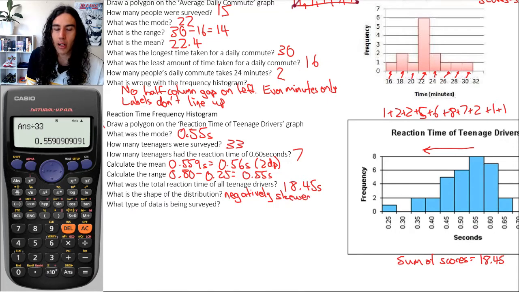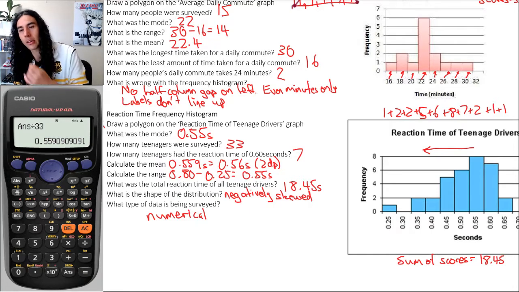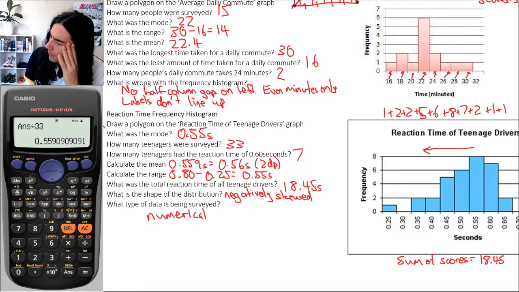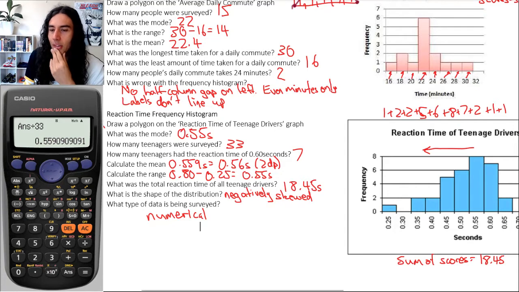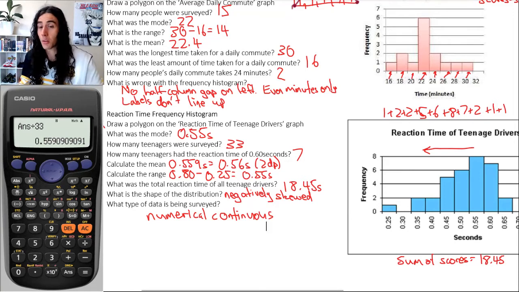And the type of data. Is it categories? Is it numbers? Well, it's definitely numbers. These reaction times are numbers, so it's numerical. And then is it discrete or is it continuous? So reaction time. Is it possible to have, say, 0.51 seconds? 0.232? Yeah, it is. Time can be split up. So this is continuous. Time can be split up into more precise intervals. They're just limited by what they measured. So that's it.